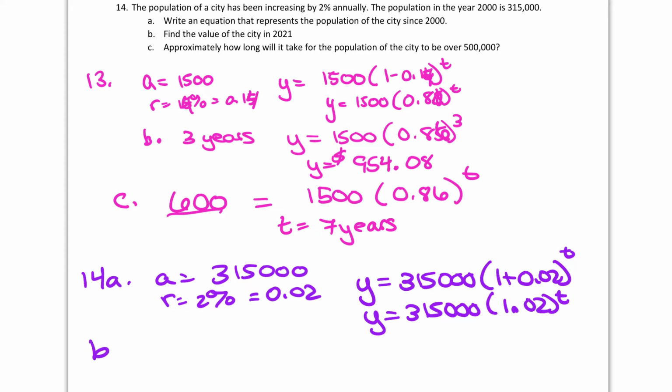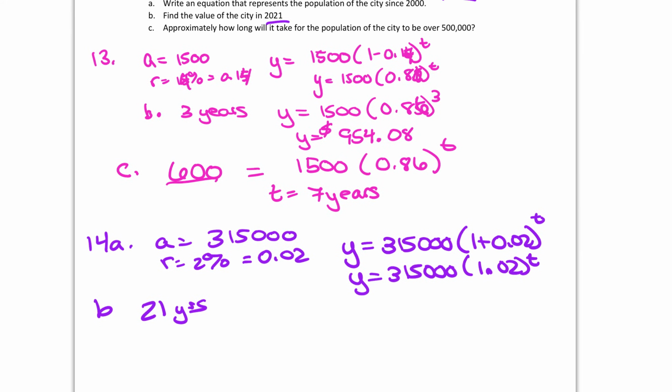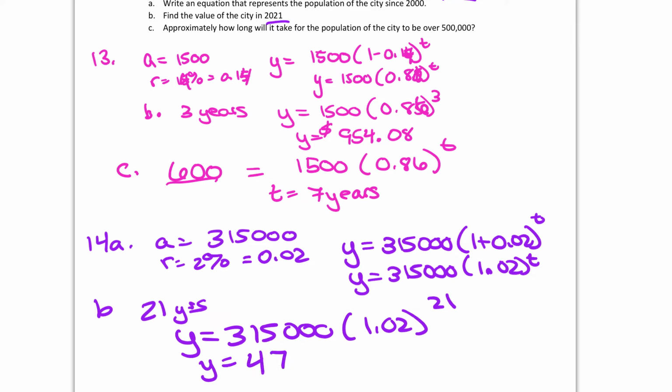Letter B says, find the population of the city in 2021. So the starting population is in the year 2000. How many years are between 2000 and 2021? There's 21 years. So we need to plug in 21 for our t value, and we get 315,000 times 1.02 to the 21st. And we get y is equal to 477,434.89. But since we're talking about people, it would be 477,435 people.